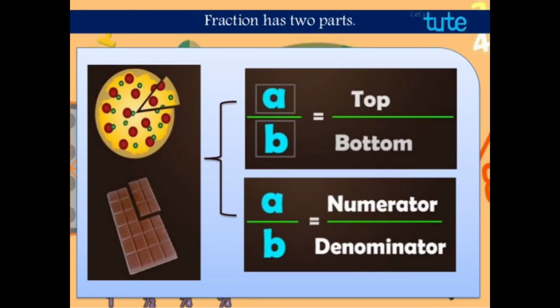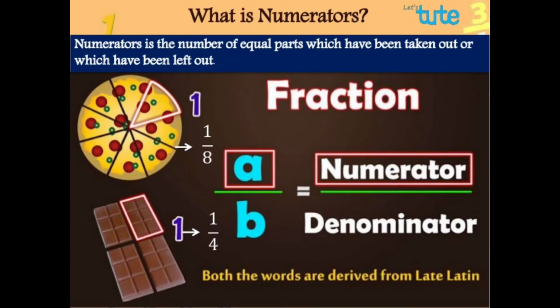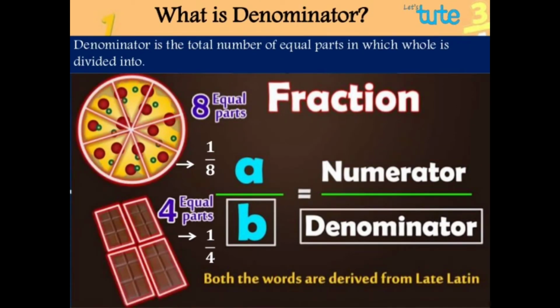Fractions have two parts. The top part is called the numerator and the bottom part is called the denominator. What is a numerator? The numerator is the number of equal parts which have been taken out or which have been left out. What is a denominator? The denominator is the total number of equal parts into which the whole is divided.